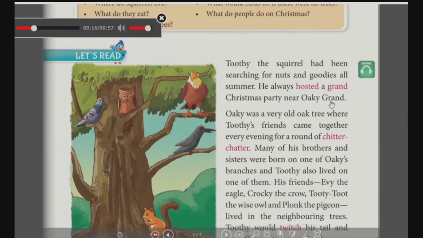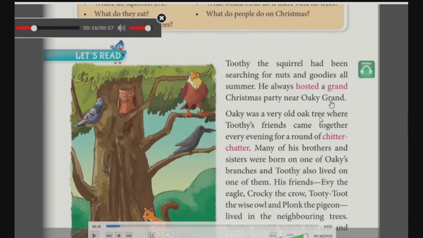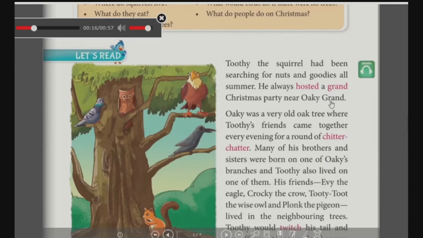And in the video that I had sent, I had given you an example of what an oak tree looks like. You can see in this image also there are many branches. An oak tree has many branches. That's why all these animals used to live on each of the branches. Oaky was a very old oak tree where Toothy's friends came together every evening for a round of chitter-chatter.